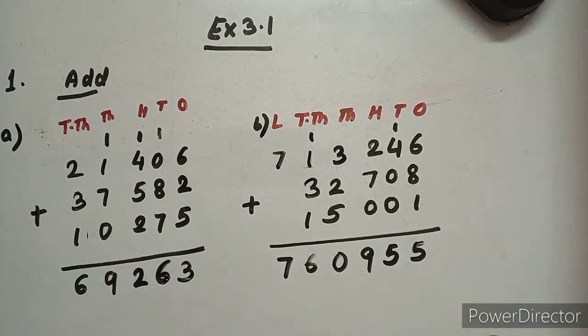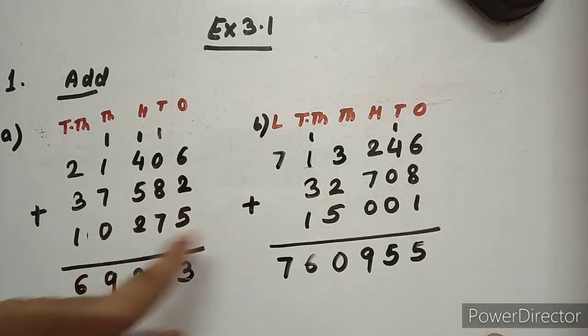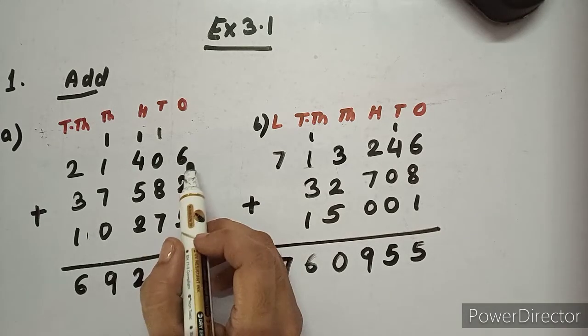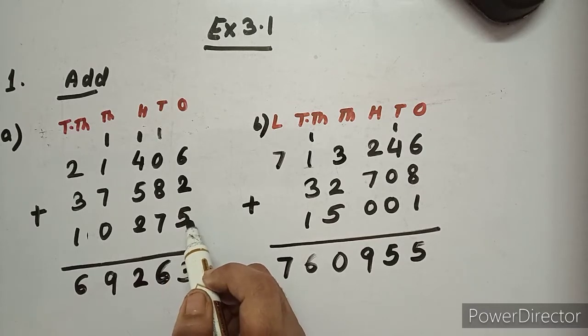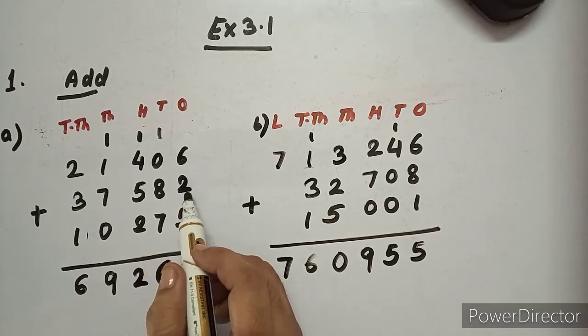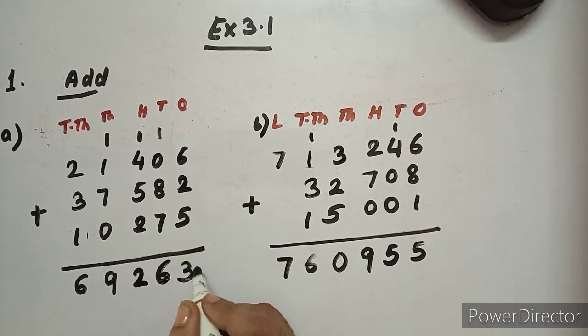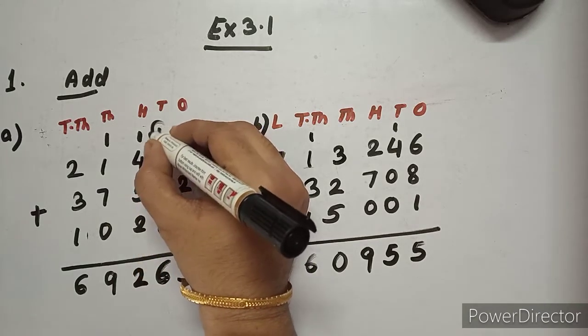Now students, see, I have written the numbers in a proper order. Okay, now I will start doing the addition. So here you can see 6 plus 2 plus 5. So how much? 6 plus 2 is 8. 8 plus 5 is 13. Okay, so 3 I have written here and 1 I have taken as carry.